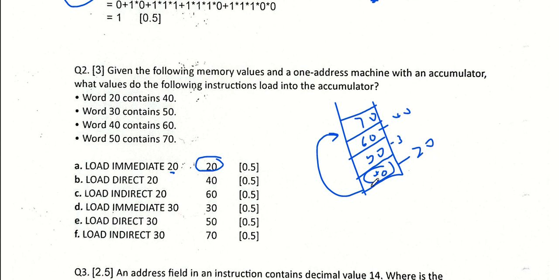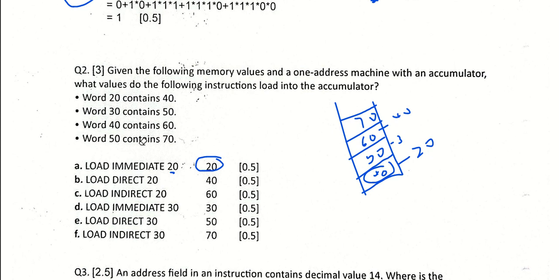But because it's indirect, I can't pick the 40 as my answer. I have to go and use the 40 to find address 40, see what address 40 contains, and that's my answer. That is why it's called indirect. I have to do it twice. It's not direct, I don't get it one time. Address 40 contains 60, so the answer is 60.